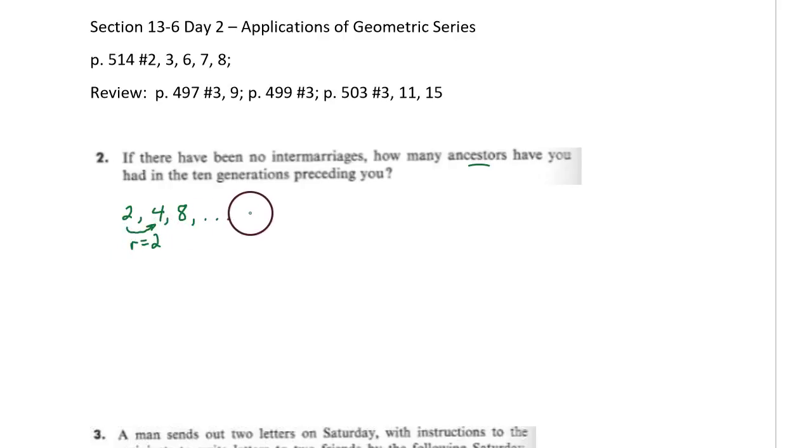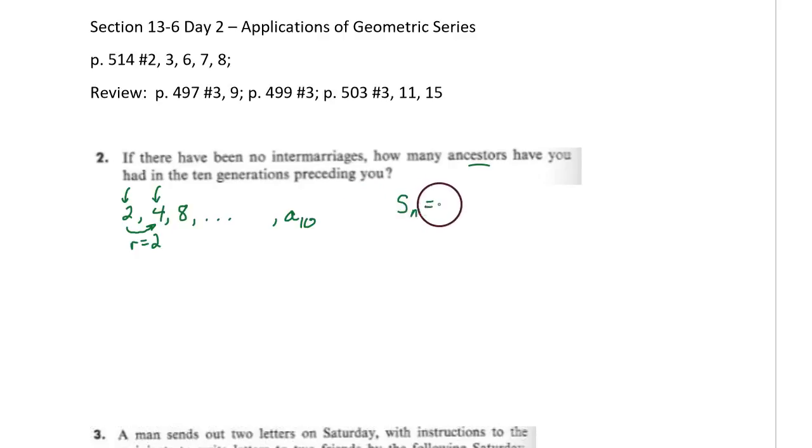Now it says, how many ancestors have we had in the 10 generations preceding you? The very first number we wrote down, our parents, was that first generation right before us. And then this one here, our grandparents, was that second generation. So 10 generations would take us to the 10th term. We want to find the sum of 10 terms. So let's use our formula.